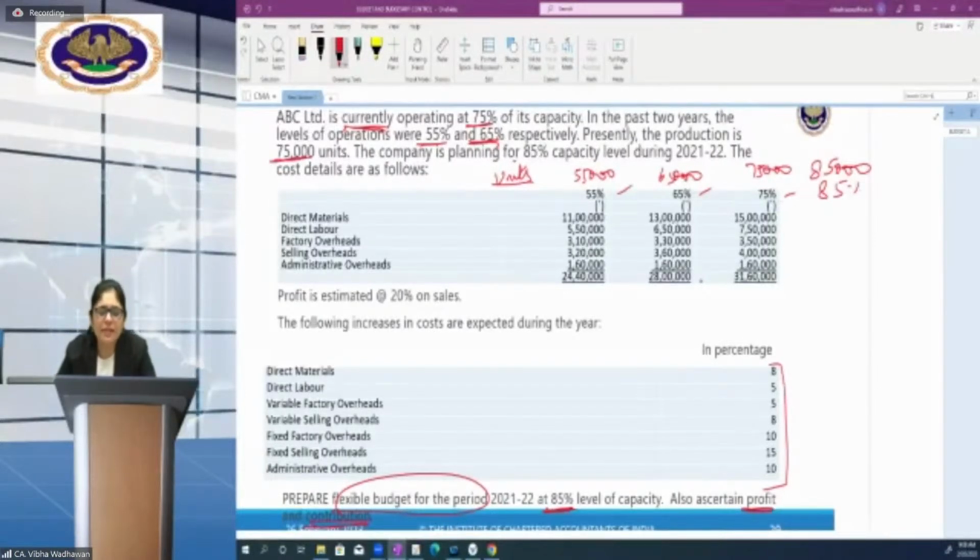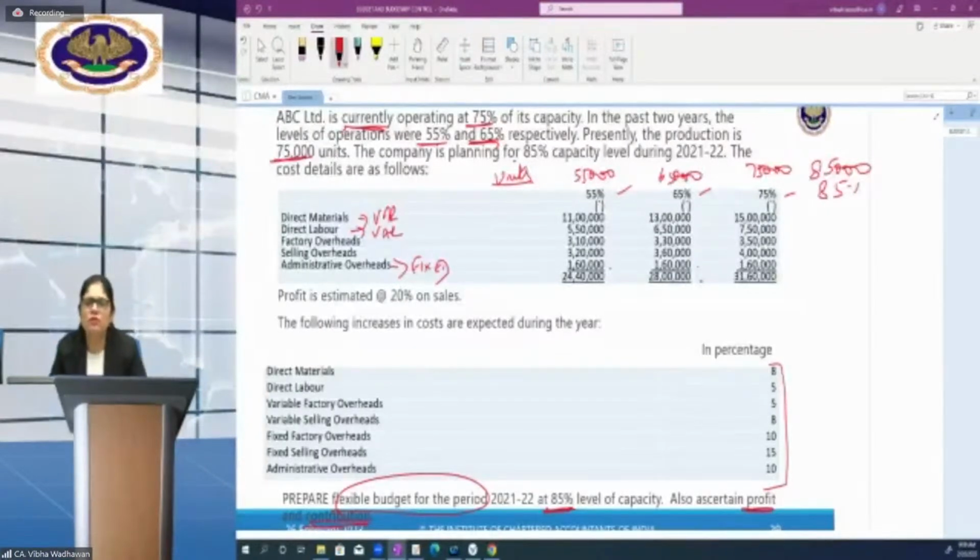Now, direct material. First and foremost exercise, you should know whether it's variable or semi-variable or fixed. So let us first find out the fixed proportion. Administrative, 160, 160, 160. Administrative is fixed. All right. Any other fixed you can see? No. Direct material, direct labor: direct cost is always variable. You don't even have to check for it. Direct material will always be variable. Direct labor will always be variable.